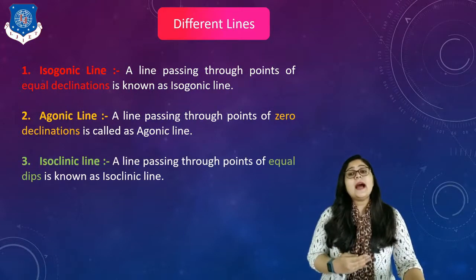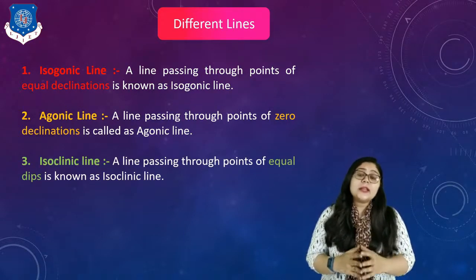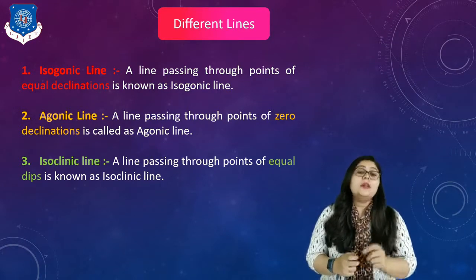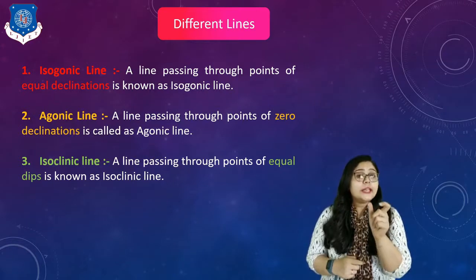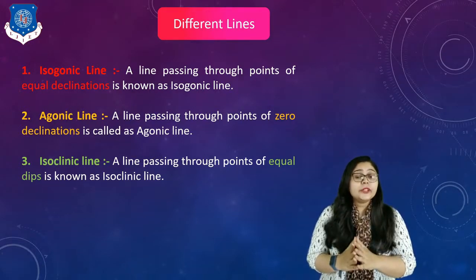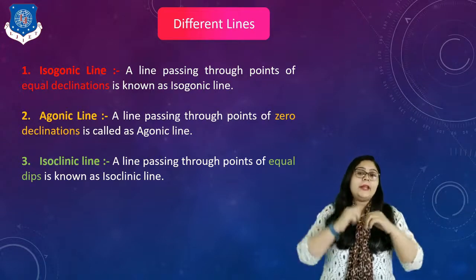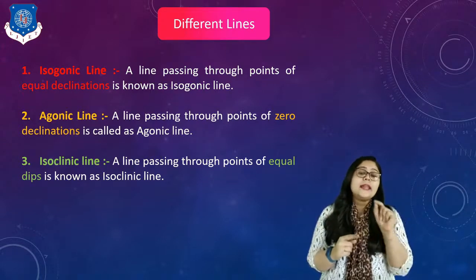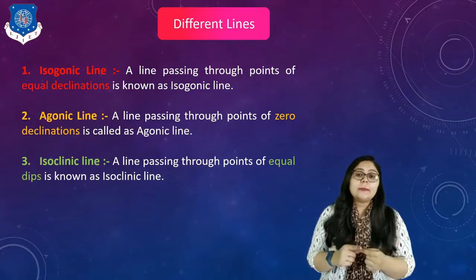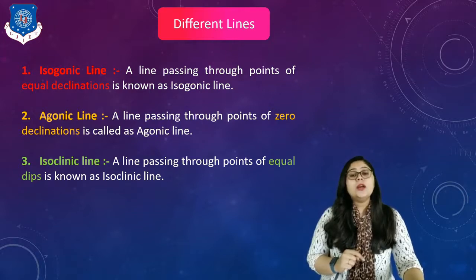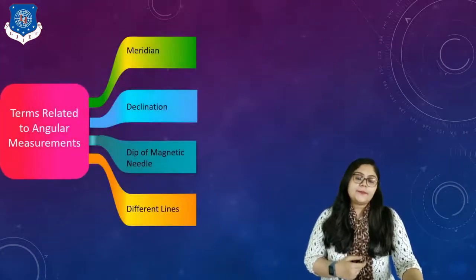And last is the isoclinic line. Now, this is the line passing through the points of equal dip. Now, I am saying the word dip. Now, what is the dip of needle? You know that a needle makes an angle with the horizontal plane, right? So, a line passing through points having the same value of equal dip is known as the isoclinic line. So that is the concept, right, for the different lines.